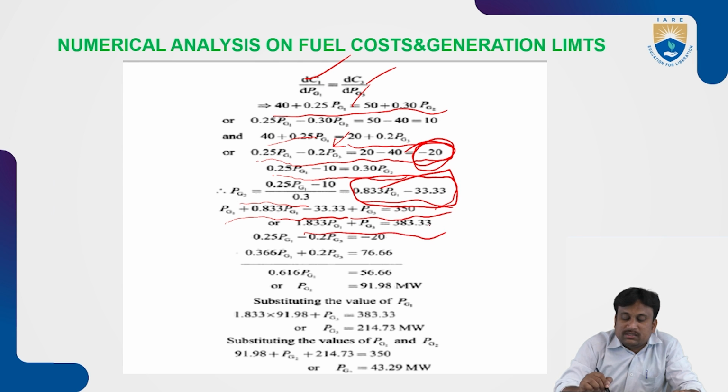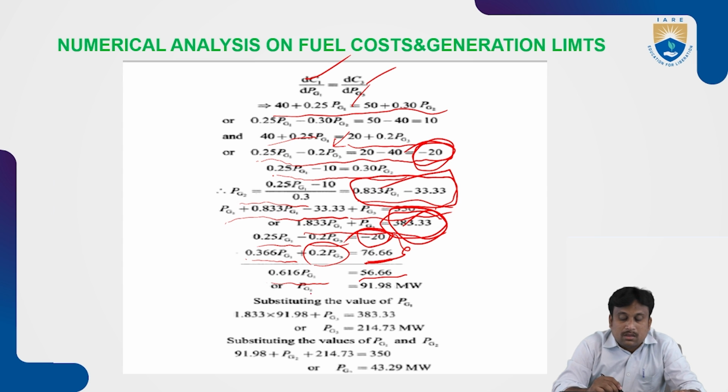Or we may represent this as 1.833 Pg1 plus Pg2 equals 383.33. So 0.25 Pg1 minus 0.2 Pg2 equals minus 20. And 0.366 Pg2 plus 0.2 Pg2 equals 76.66. So when you simplify these two conditions, 0.616 Pg1 equals 56.66. Or we may get this value, Pg1 equals 91.98 megawatts.